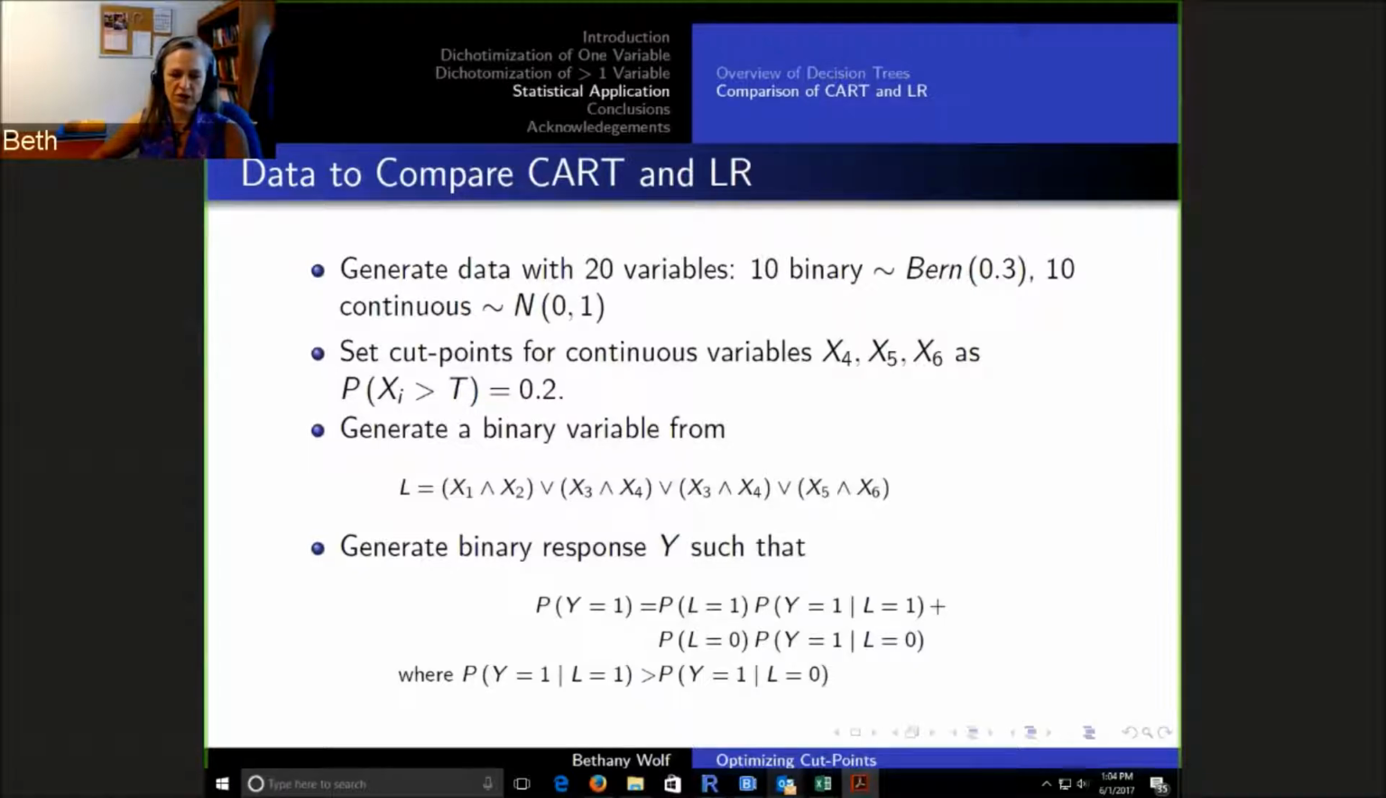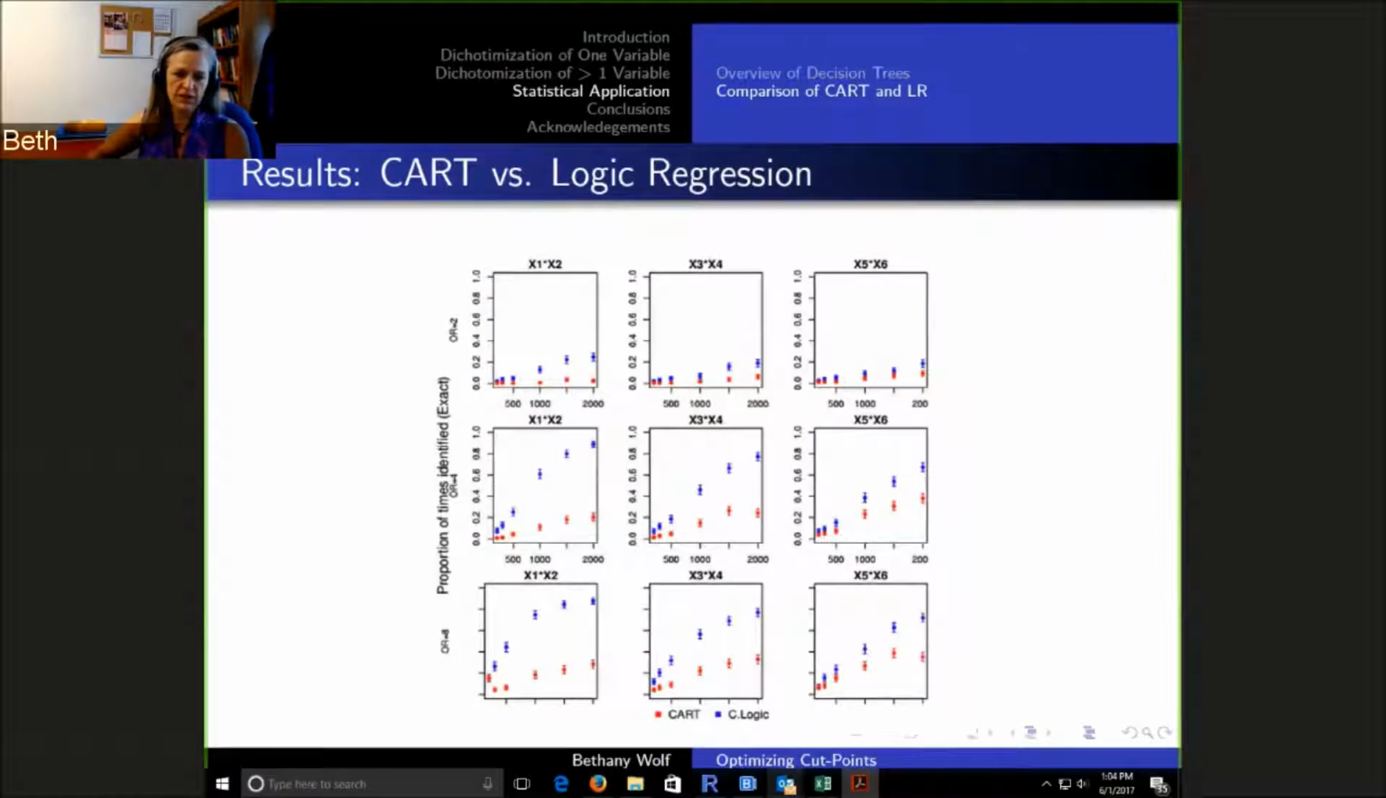And then we generate our probability of y equals 1 based on this L in a relationship very similar to what we described in the dichotomization scenarios. So what we wanted to do is see how well our methods did in recovering those true interactions based on a strength of association. So again, in this case, our strength of association is our rows and our interactions. So we had an interaction between x1 and x2, which were both binary, an interaction between x3 and x4, which were binary and continuous, and an interaction between x5 and x6, which are both continuous. And we wanted to see how well CART and logic regression did in their ability to recover these interactions exactly.